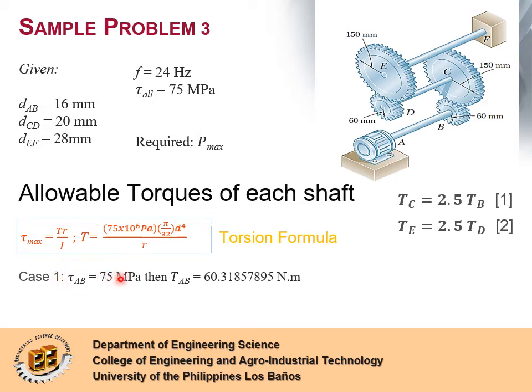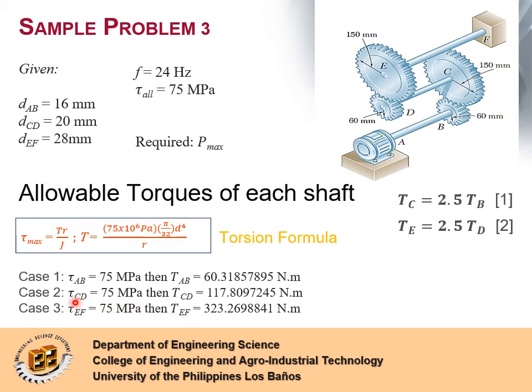Maximizing 75 megapascal for shaft AB, we have an allowable torque of 60.31857895 Newton meter. Case 2, maximizing 75 megapascal for shaft CD, we have an allowable torque of 117.8097245 Newton meter. Case 3, maximizing 75 megapascal for shaft EF, we have an allowable torque of 323.2698841 Newton meter.